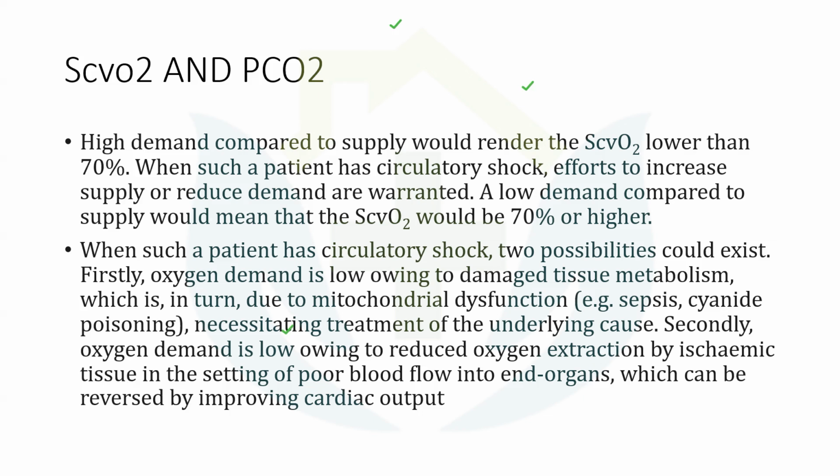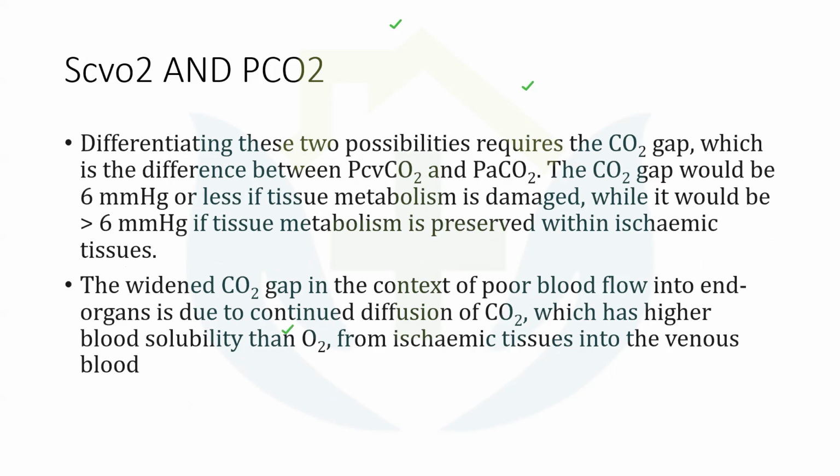So the thing is that the increased ScvO2 is more than 70%. Why does this happen? Either the tissue is damaged and we cannot utilize the oxygen, or the tissue is not that damaged, but there is poor blood flow, and the delivery of oxygen, or DO2, is improper. So we have to improve the cardiac output in this setting. So how do you know? We are getting ScvO2 more than 70% in both scenarios.